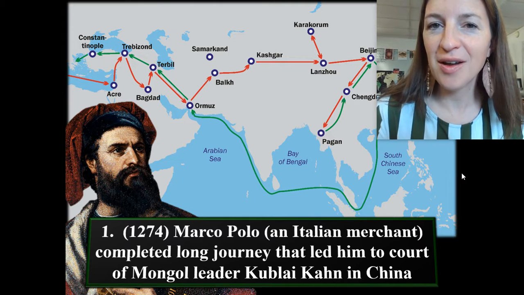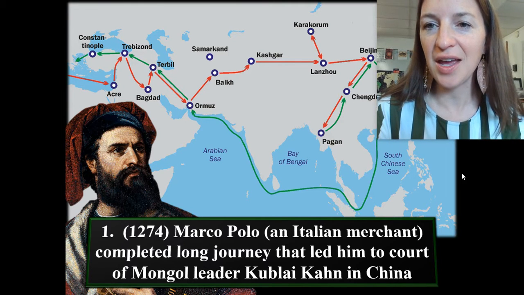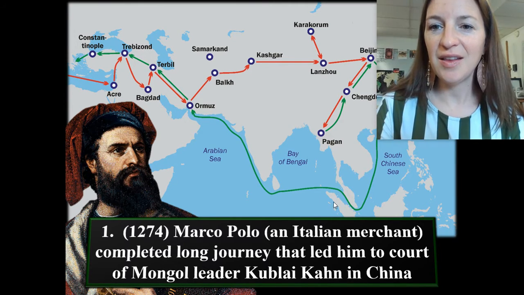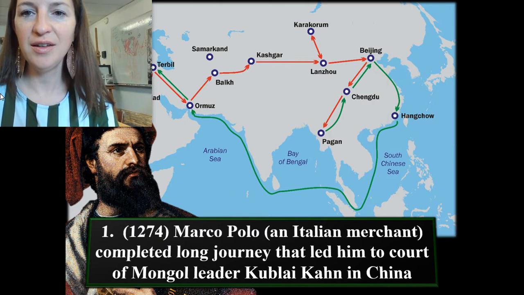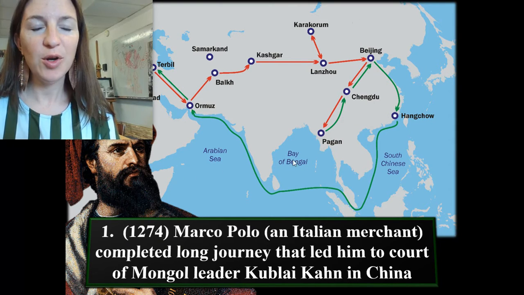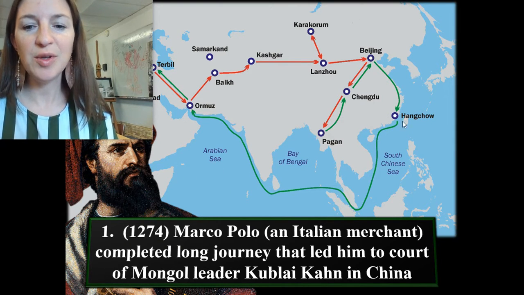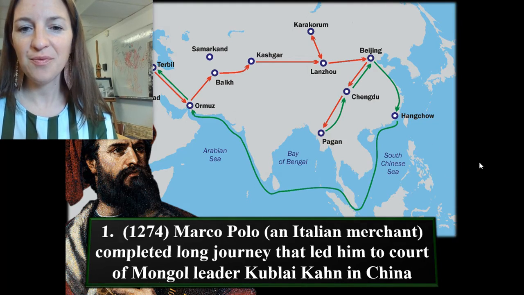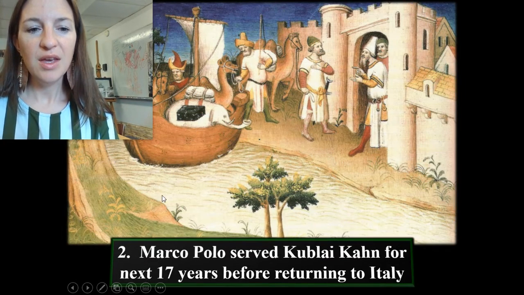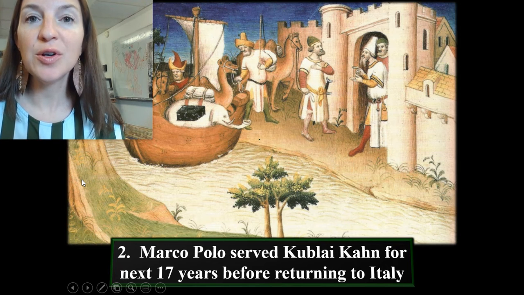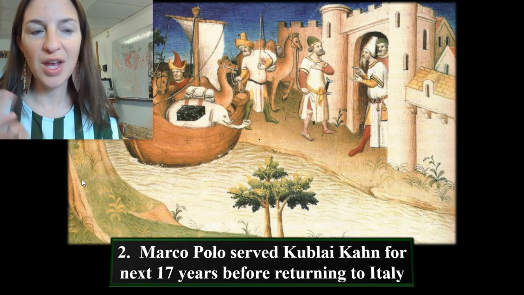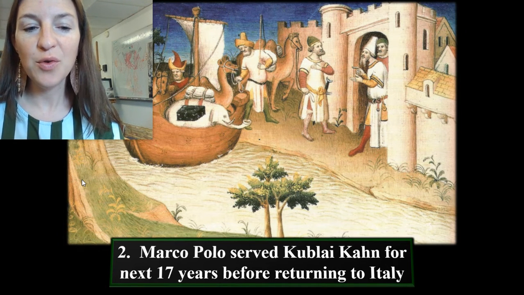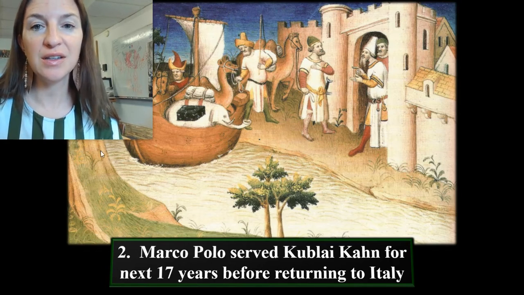And please spell Khan correctly on your notes, K-H-A-N. Switch that A and that H there, K-H-A-N for Khan. And Marco Polo making it to Beijing to visit Kublai Khan, K-H-A-N. Note number 2, Marco Polo served Kublai Khan, and again it's K-H-A-N, for the next 17 years before returning to Italy.